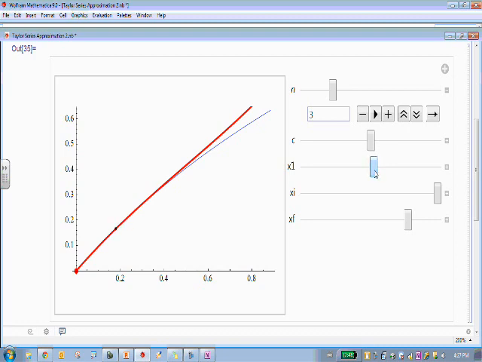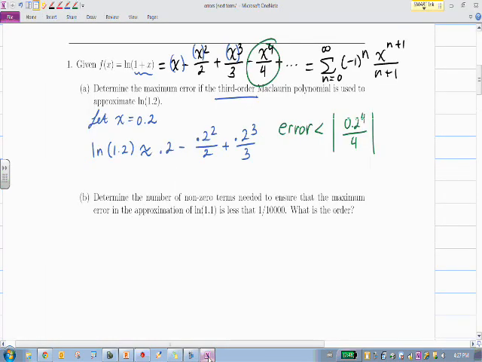So the approximation is actually pretty good at 0.2, but it turns out if you work out the value we calculated in the worksheet, it's a little bit less than 1 over 1,000.